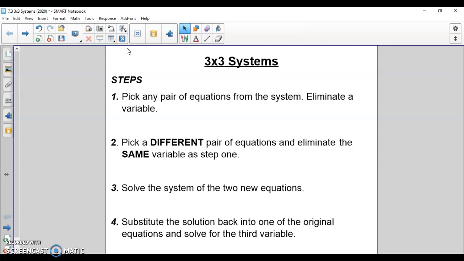So this week we're moving on with 3x3 systems. Still systems of equations, obviously. We just got 3 variables, 3 equations.